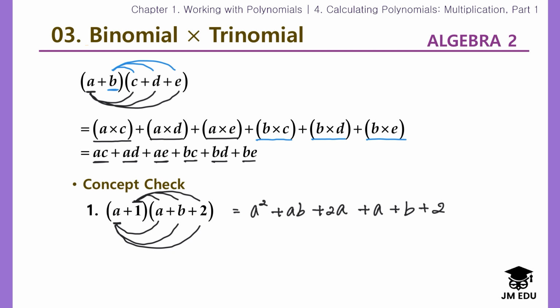Okay, now look for like terms. We have an a term right here and an a term right here. Those two are the only like terms. So that's going to be equal to a squared plus ab plus 2a plus 1a, that's going to be 3a, and we have plus b plus 2.